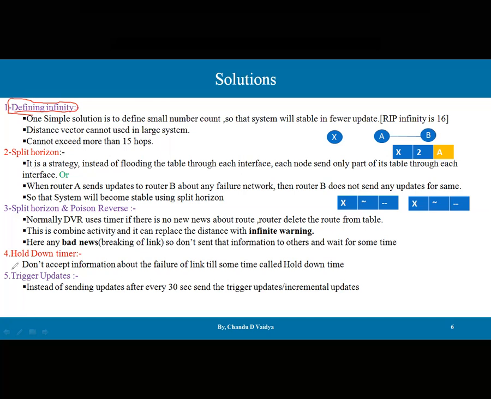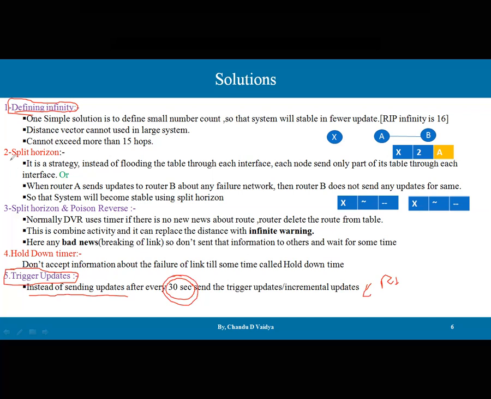The second solution is the triggered update, guys. And what is a triggered update? A triggered update is nothing but an incremental update. So instead of sending the packets only every 30 seconds, send the triggered or incremental updates immediately, so that this problem can be solved. But in the RIP protocol, the distance vector routing protocol always takes a minimum of 30 seconds. This is where the timer is fixed.